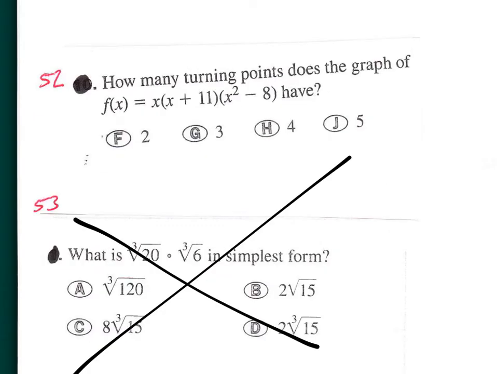Number 52, back to turning points of a function. So all you've got to do is plug that into your graphing calculator. How many times does it turn? 2, 3, 4, or 5?